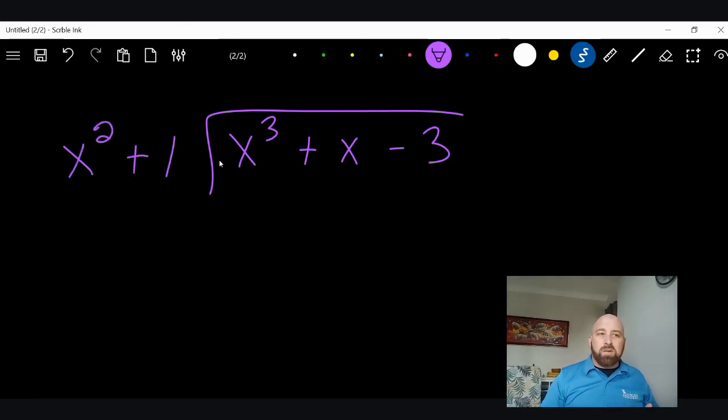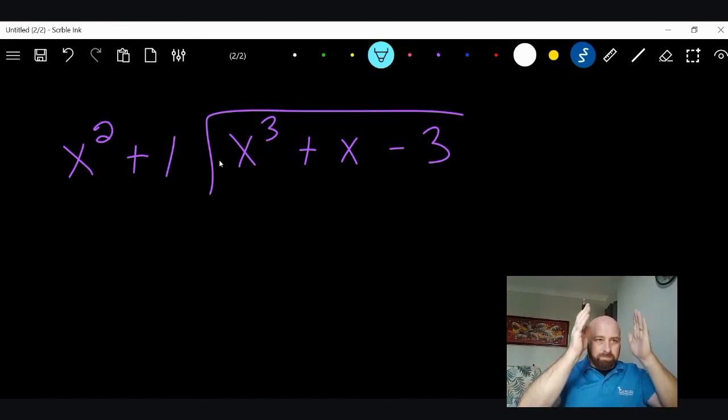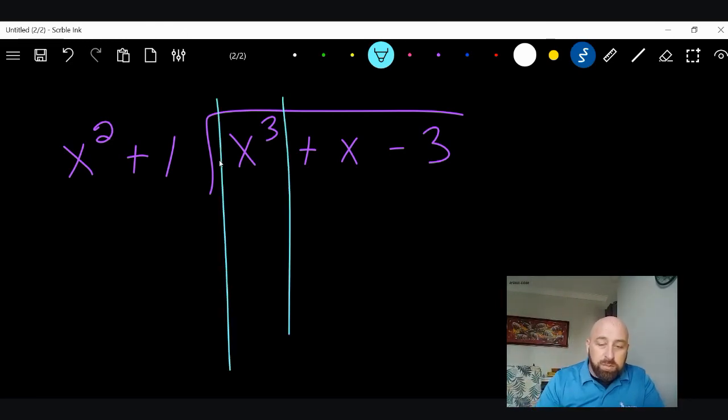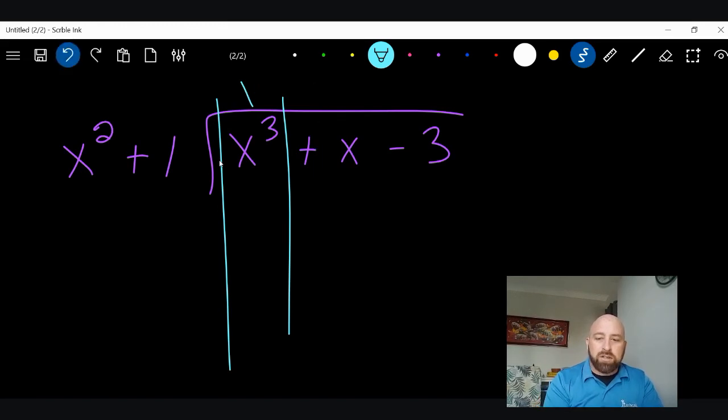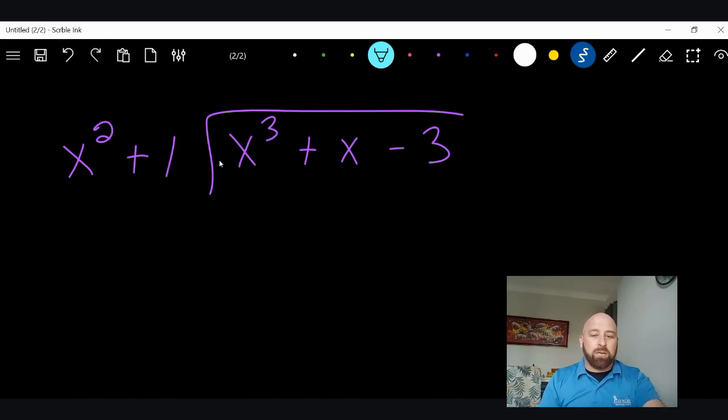Now, one thing that you have to get into your mind right now is that each exponent needs its own column. Okay? So x cubed needs its own column. We have a problem. There is no x squared column. It doesn't have its own column. Okay? So we have an issue. This problem is not ready to divide. What we have to do is add a 0, or what I'm going to call a placeholder, into that x squared column. If you don't do that, you're going to mess these up.